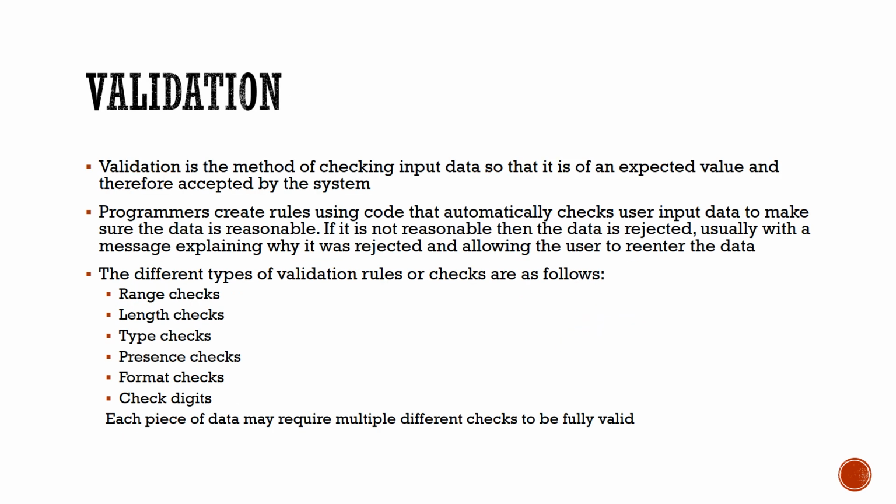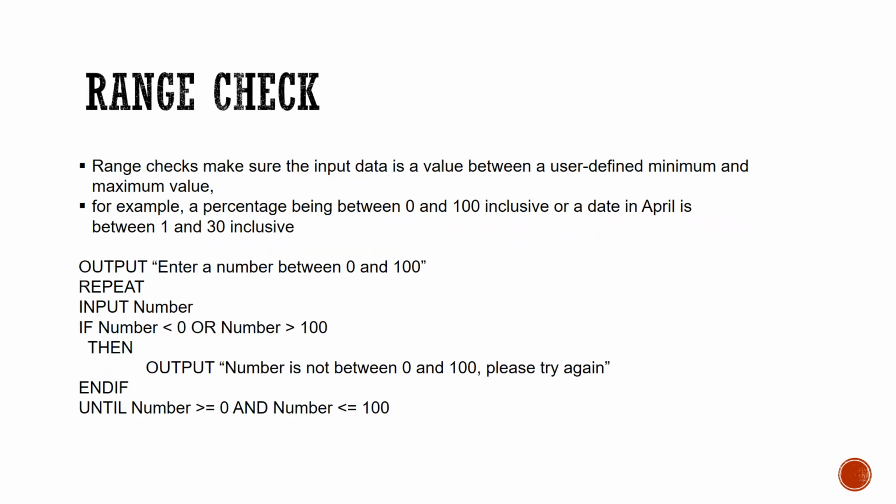So once again, validation is the method of checking input data so that it is of an expected value and therefore accepted by the system. Programmers create rules using code that automatically checks user input data to make sure the data is reasonable. If it's not reasonable, then the data is rejected, usually with a message explaining why it was rejected and allowing the user to re-enter the data. There are different types of validation we have already discussed. Let's discuss in detail the first type, range check.